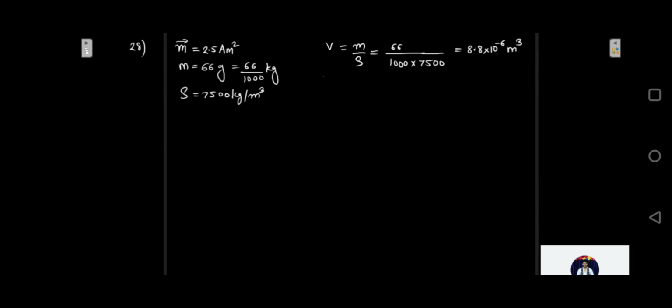So now intensity of magnetization from here would be the net magnetic dipole moment divided by volume, per unit volume. Okay, so that is given to us as 2.5 divided by 8.8 into 10 raised to minus 6. This is going to be equal to 2.84 into 10 raised to 5 ampere per meter. This is going to be your intensity of magnetization.